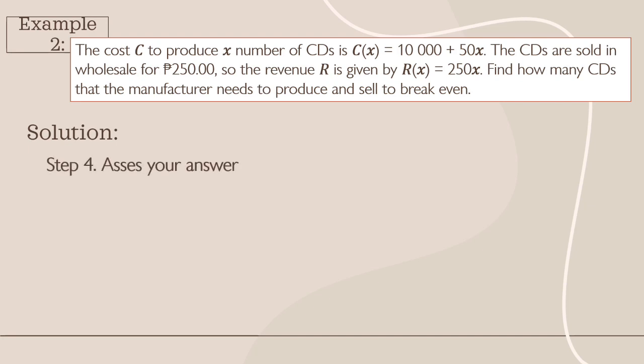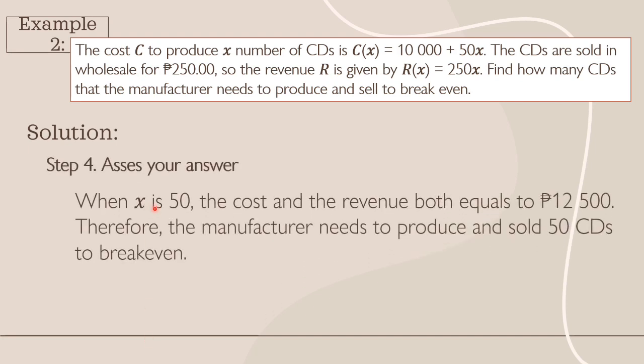Next, number 4, assess your answer. So when x is 50, the cost and the revenue both equal 12,500. Therefore, the manufacturer needs to produce and sell 50 CDs to break even.